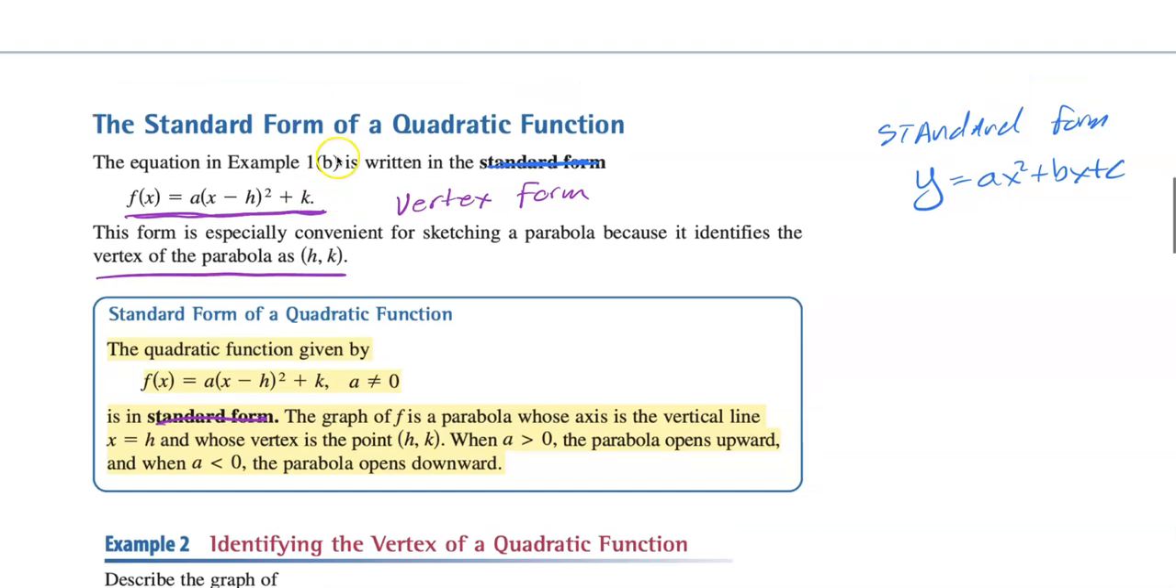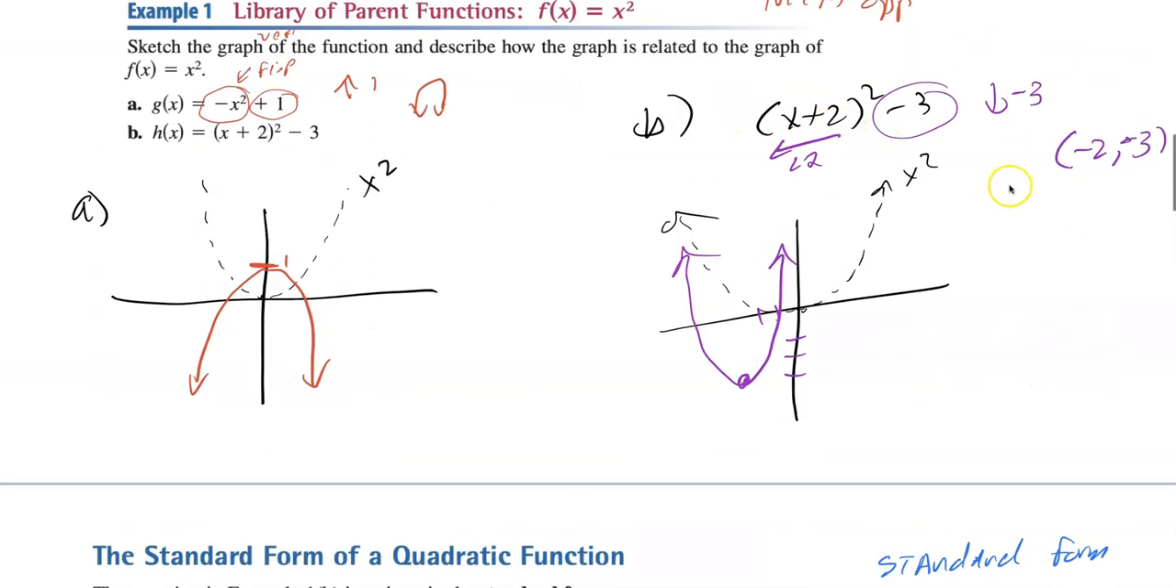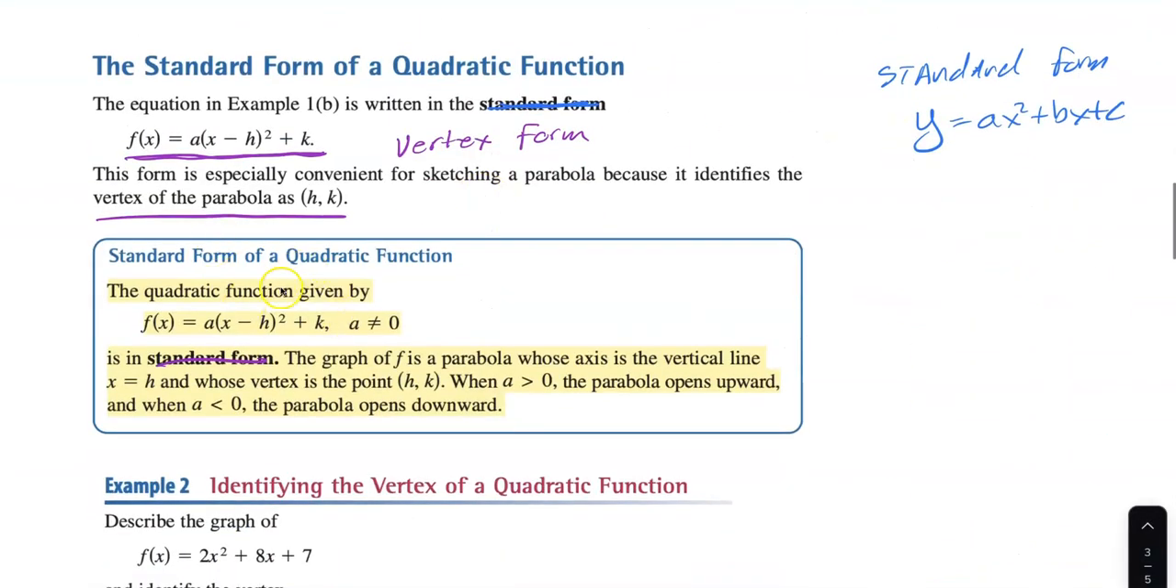It's like what I did up here, right? Inside opposite, outside follow. I found my vertex. My vertex is negative 2, 3. You did the opposite of the inside, and you follow the outside. So that's vertex form. When you have it like this, it makes it really easy to graph a quadratic.